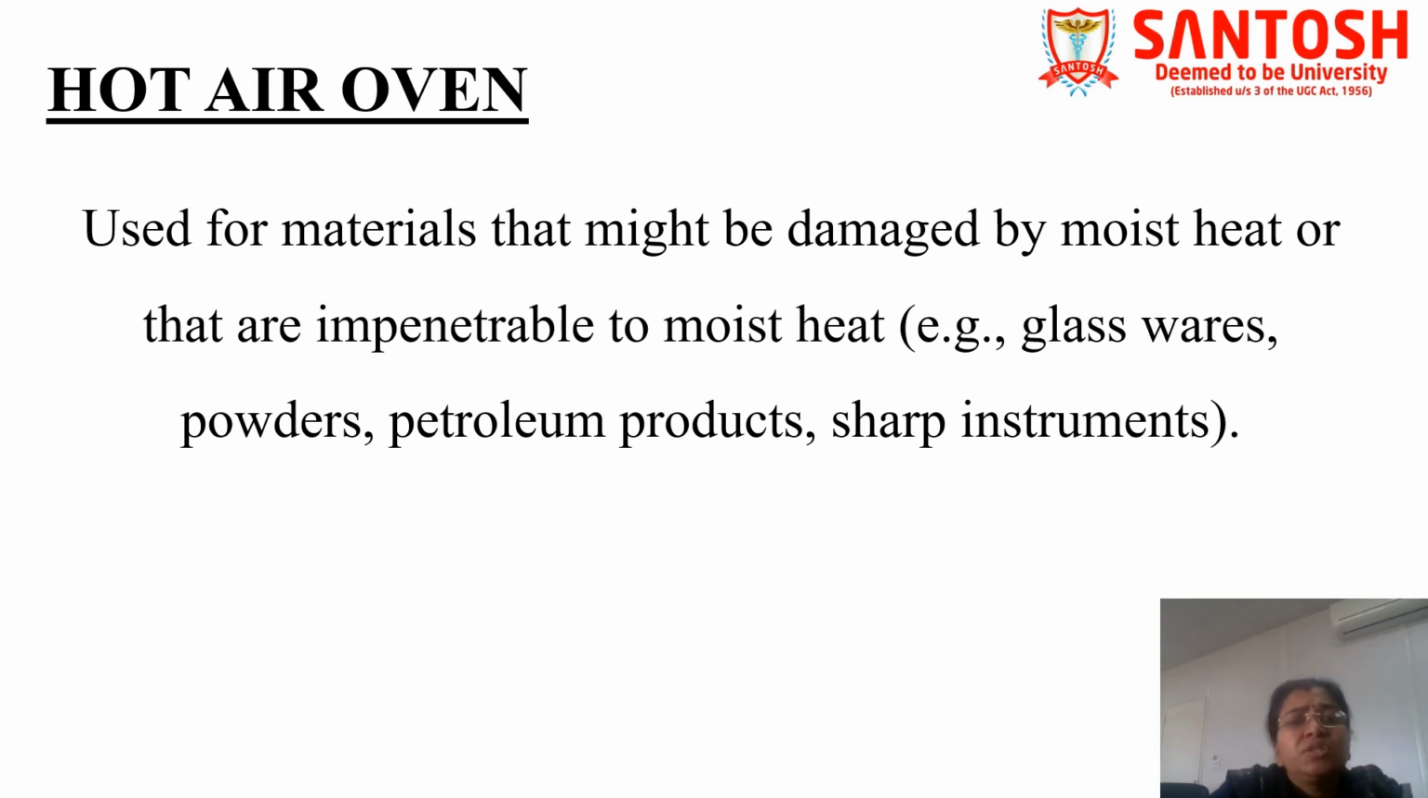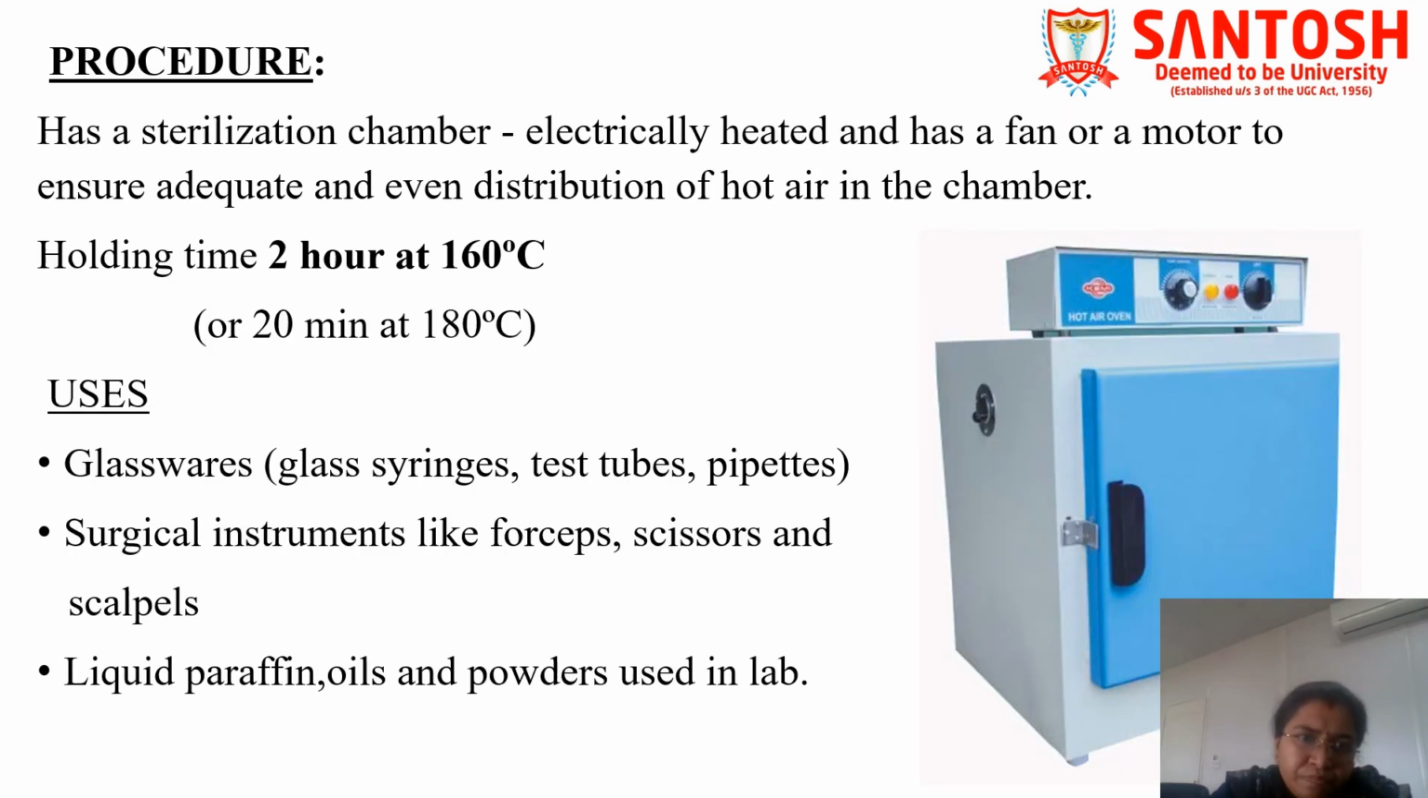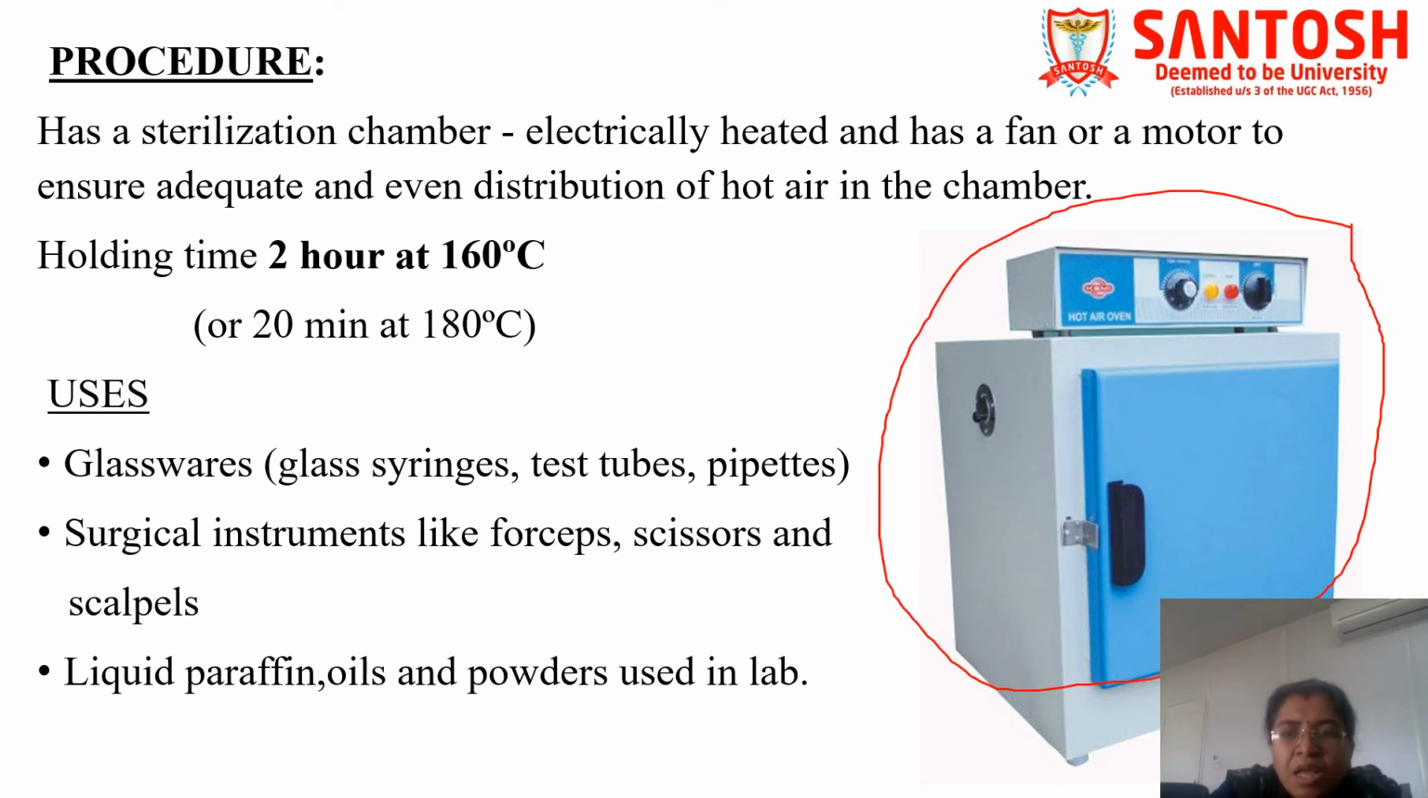Petroleum products and sharp instruments, for all these instruments we use hot air oven. The procedure here is hot air oven. As you can see, this is a small almirah-like structure and it is all made of metal.